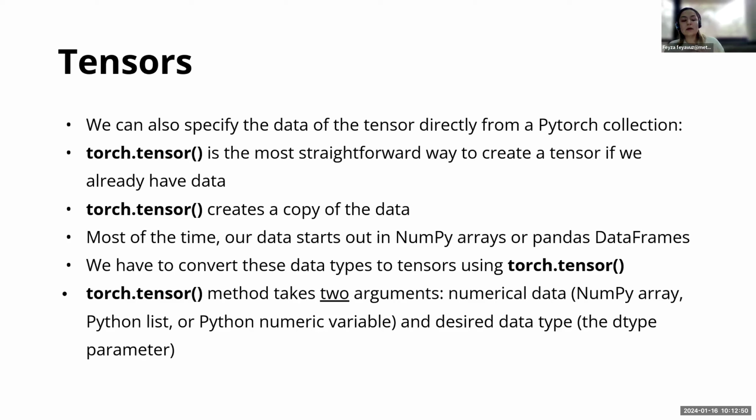Most of the time, for example in NLP problems or machine learning problems, we have to extract data from CSV files, and our data is stored in NumPy arrays or pandas data frames. So we have to convert these data types to tensors using torch.tensor in order to use them in PyTorch and our models. This method takes two arguments. The first one is the numerical data, and the second one is the desired data type.